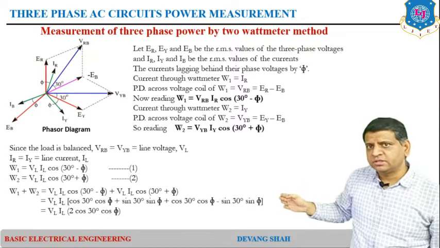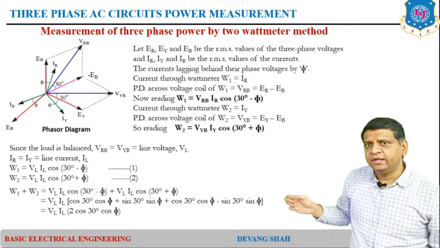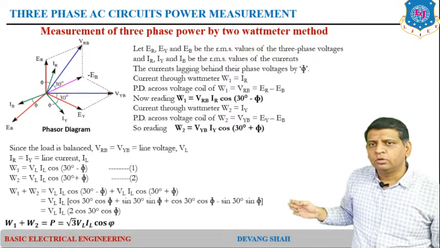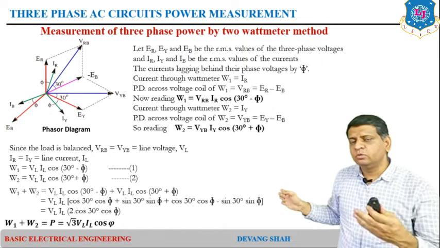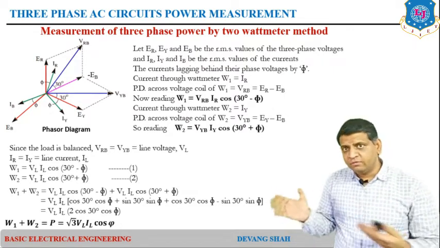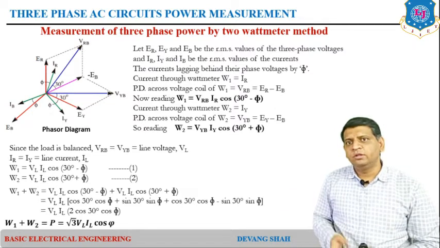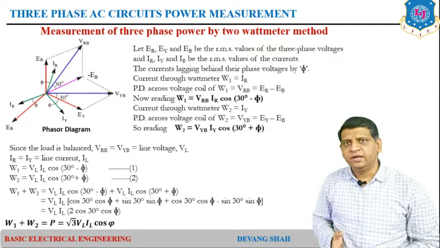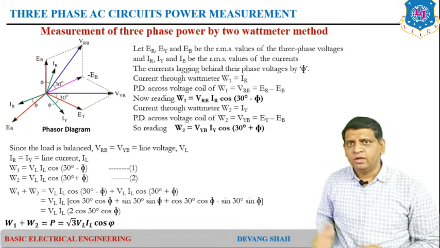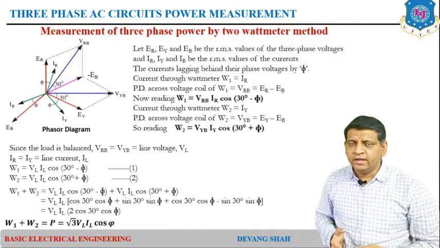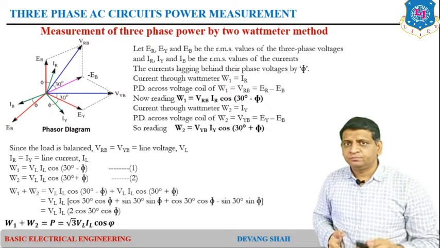So, once you remove the sin terms, you will be able to find 2 VLIL cos 30 cos phi, right. And cos 30 is equal to root 3 by 2. So, total W1 plus W2 is equal to root 3 times VLIL cos phi. Now, this is the same equation that we already found during the power calculation of 3 phase star and 3 phase delta, which is root 3 VLIL cos phi. In that way you can also find total power, which is again the 2 wattmeter method, right.